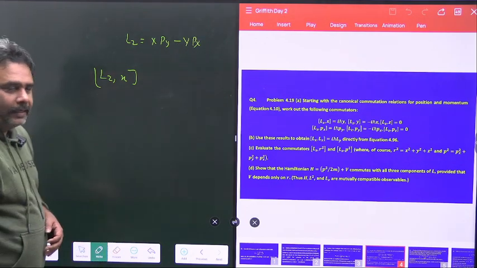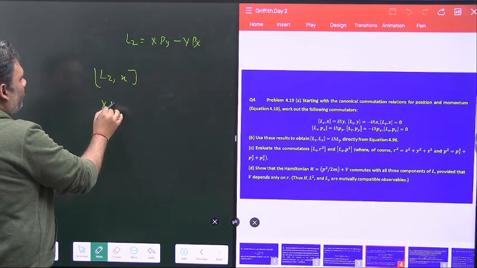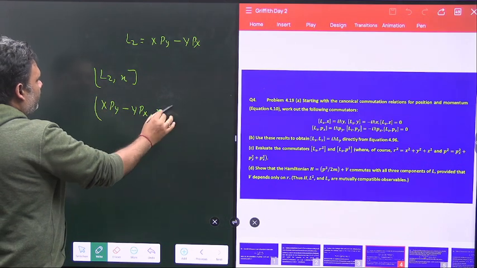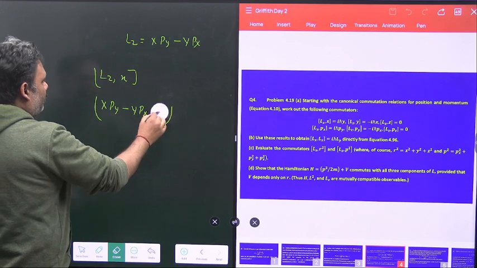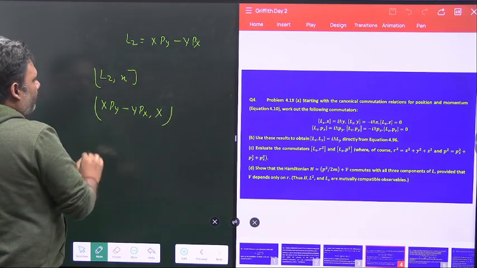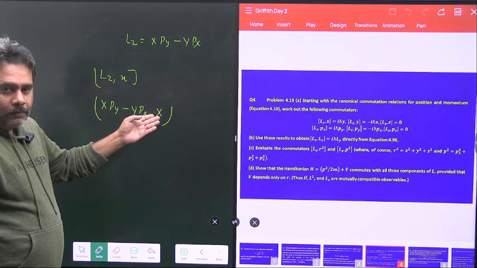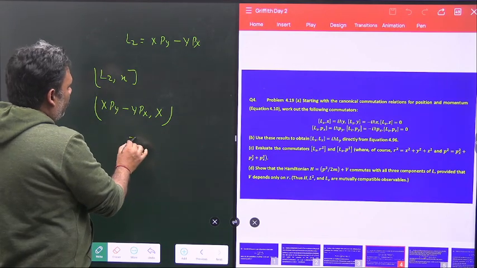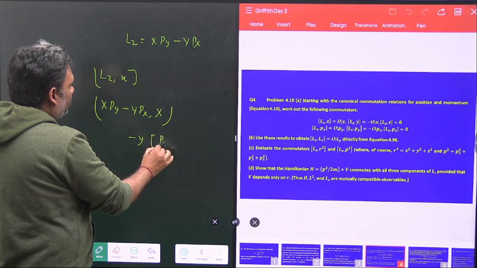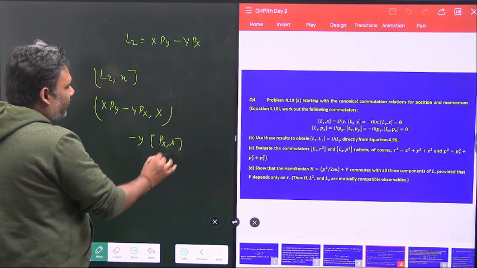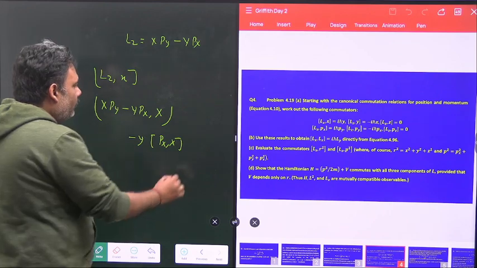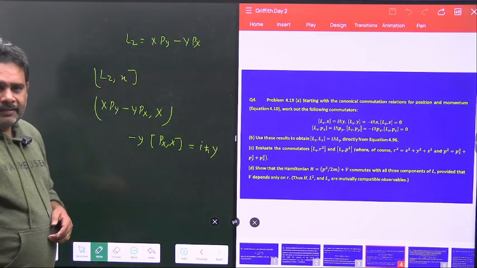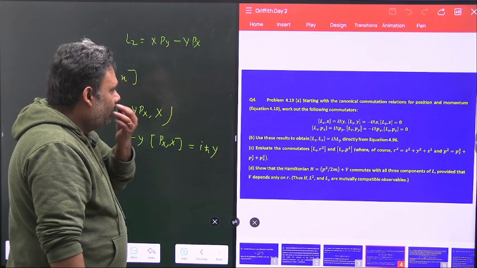तो ये दिमाग में रखोगे, है ना? So this is your x py minus y px, and you have x is there, है ना? You can take capital X, don't worry. So this will be 0, only this is going to survive. So if this is going to survive, then what is going to happen? Minus y, and you have the commutation between px and x. So px x is what? Minus i h cut. So this value is equal to i h cut y. Yes, very simple. Similarly, you can go for another also.